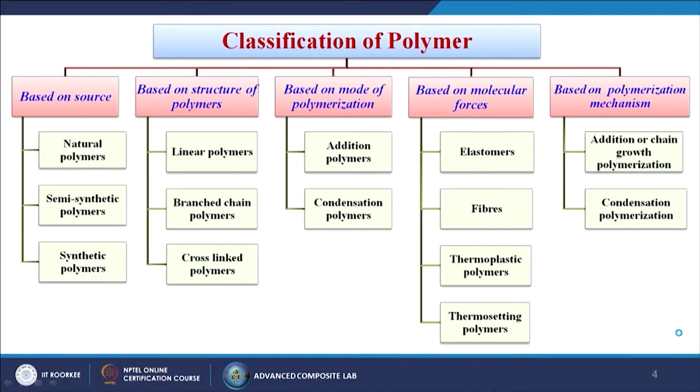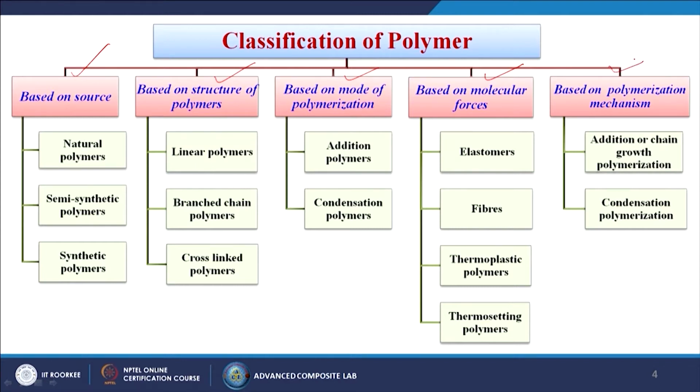So, what are the classifications of polymers? Generally we can make 5 broad classifications of polymers. First one is based on source, then based on structure of polymers, based on mode of polymerization, based on molecular forces, and based on polymerization mechanism.